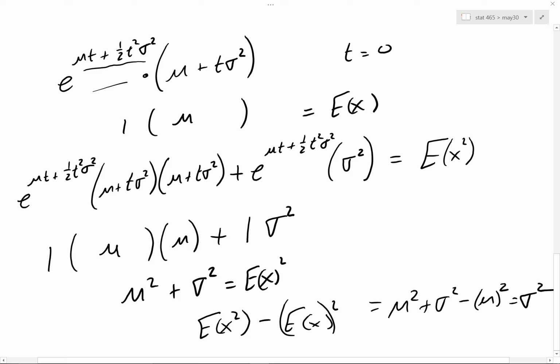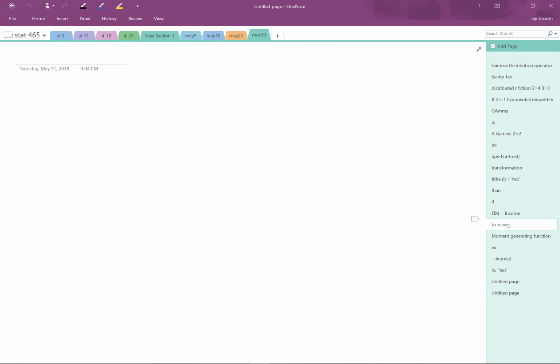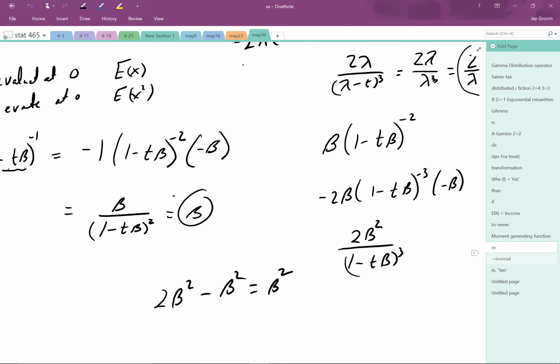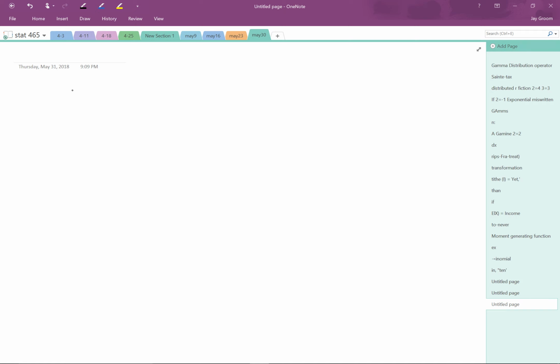Now, can I use the moment generating function to do a variety of other things? Yes. And so that's kind of how these games work here. So I'm going to do an example here in a second to see what you think about it. I'm going to get my notes situated here. Okay. So hypothetically, if you had a binomial distribution, and if you don't recall, let's go back and look that up. Binomial was right here, p e to the t plus q to the n.